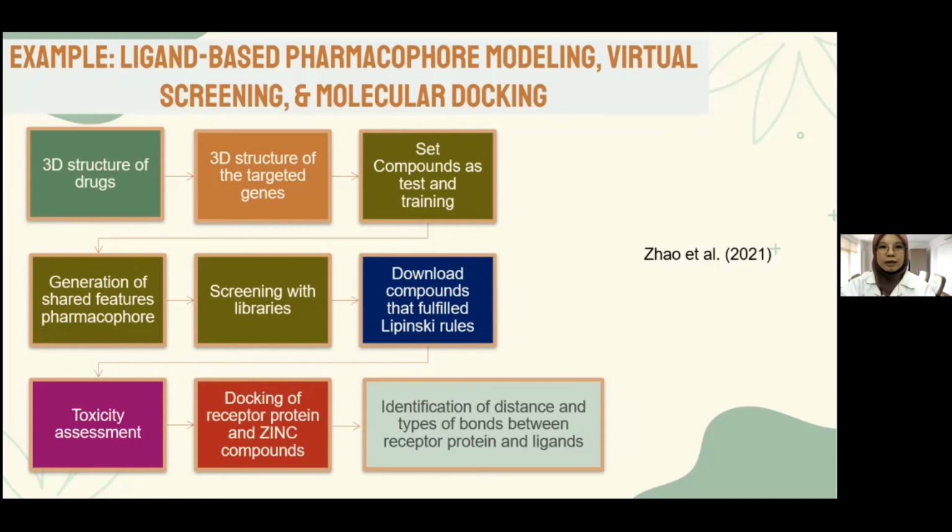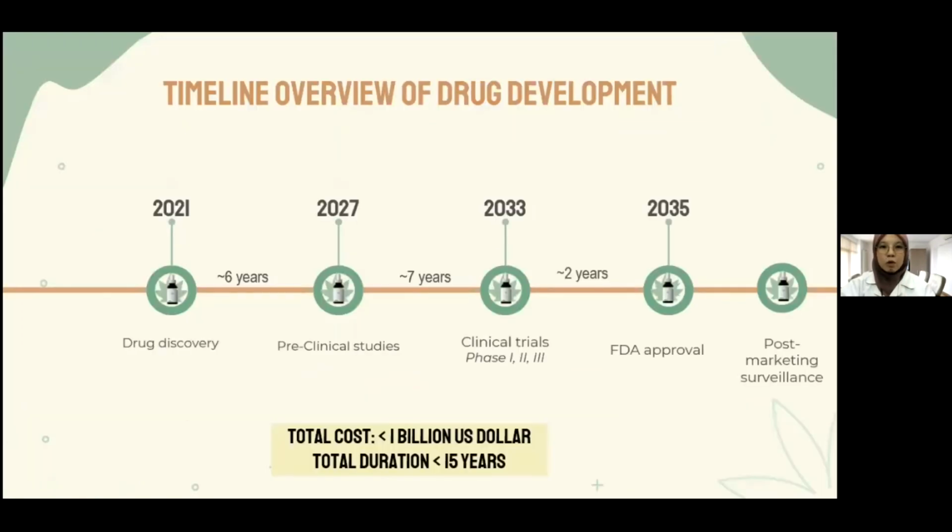Last but not least is the basic timeline overview of drug development. After drug discovery and preclinical studies, we will proceed with the drug development phase using selected drug candidates for clinical trials consisting of 3 phases to see the safety and efficacy of drug candidates. Next is to get FDA review and approval. Only after the drugs are approved will we release them to the market. Lastly is the post-market surveillance to see the long-term effectiveness and side effects.